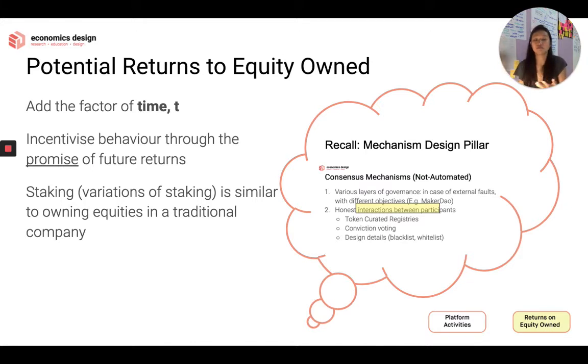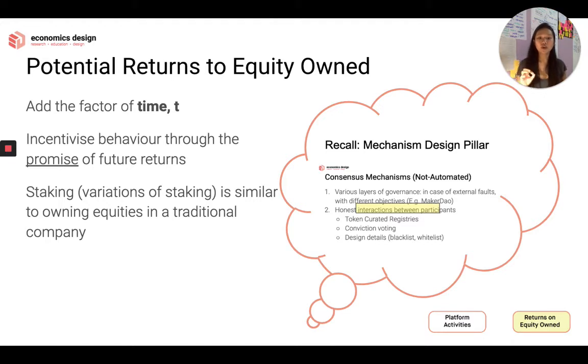It could be current dividends for now, and in the future, if you see that the company is going to rise in value, then your equity also increases in value. So this could be something that can be engineered into your token depending on your objectives, depending on your token function. If you recall something familiar, we talked about this in the mechanism design pillar.